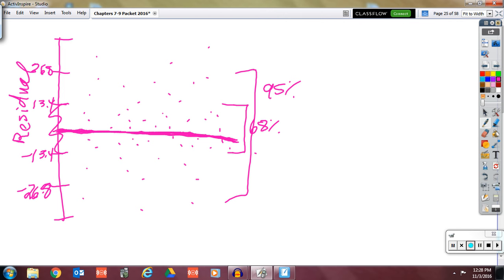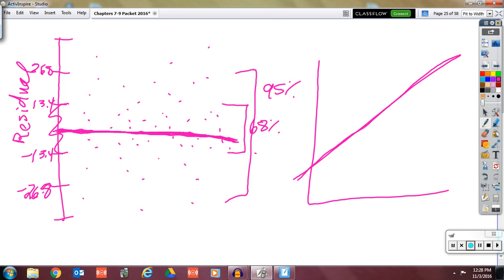Let's take a step back and look at the original line. If our original line was like this, then again we would see more data clustered closer around it, and less of it would be farther away. The farther away you get, the less data there is.